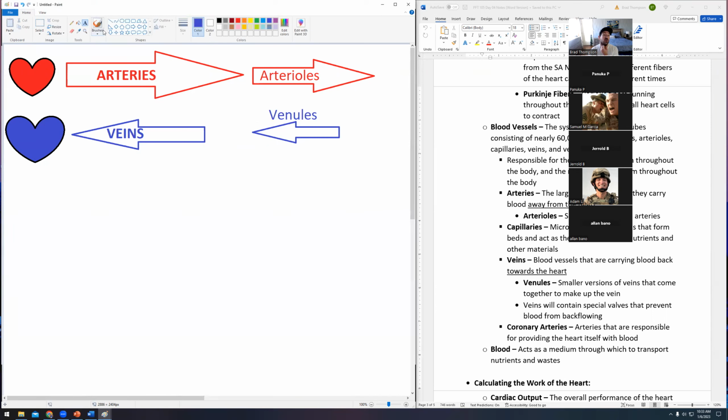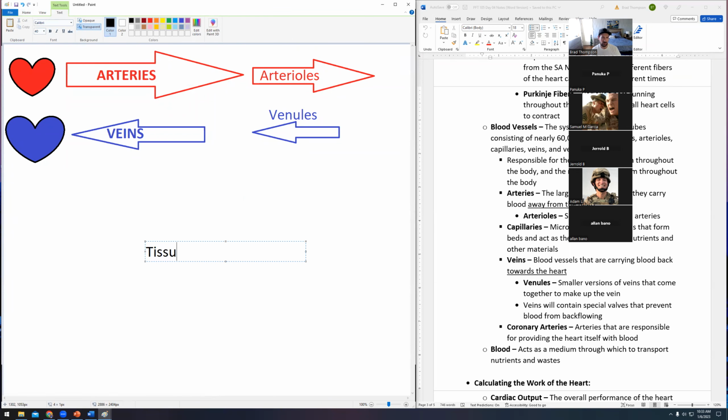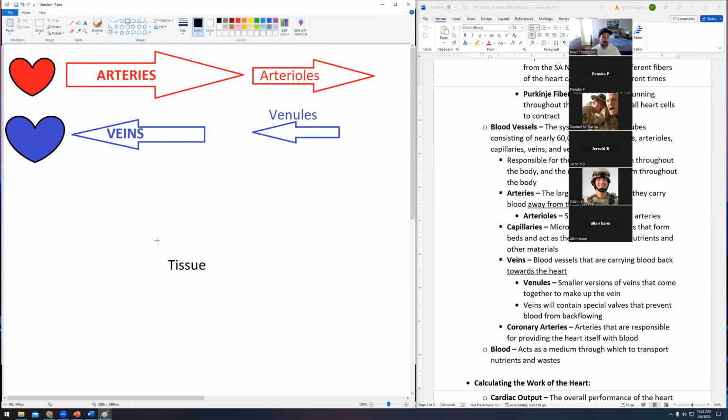Now, in the middle, you are going to have little microscopic webs that we are going to call capillaries. So we're going to draw our own little capillaries here because they're going to look something a little bit like this. Let's say you've got some version of a tissue here, right? So here's some version of a tissue. We'll go ahead and put that right there.